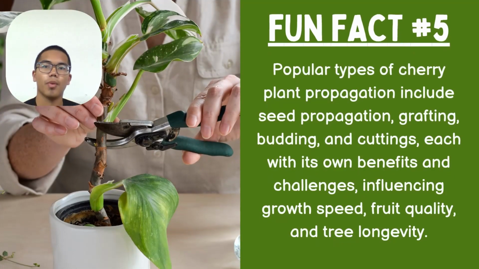Fun fact number 5. Popular types of cherry plant propagation include seed propagation, grafting, budding, and cuttings, each with its own benefits and challenges influencing growth speed, fruit quality, and tree longevity. Okay, I think the two most popular plant propagations for cherry are seed propagation and grafting. However, seed propagation takes a long time to grow the cherry tree.